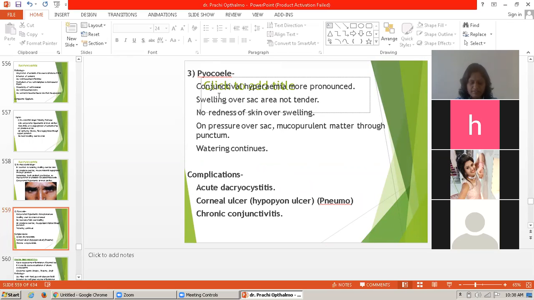So, in the pyocele stage, there is conjunctival hyperemia, which is more pronounced, and swelling over the sac area is not tender, with no redness of the skin over the swelling. On pressure over the sac, there is mucopurulent matter through the punctum, with the watering continuing. And in the complications, we can see acute dacryocystitis. Then corneal ulcer, that is the hypopyon ulcer due to pneumococcus, and chronic conjunctivitis.